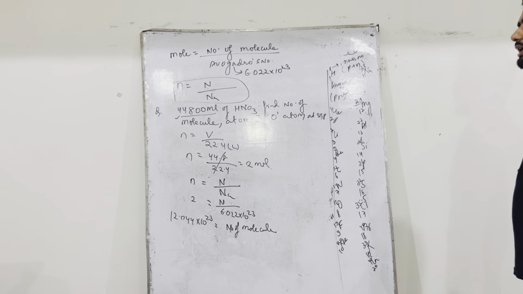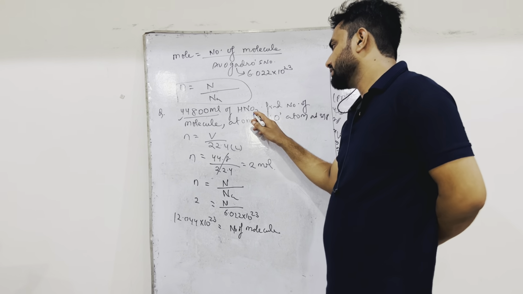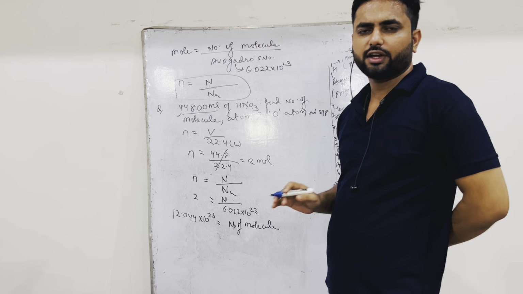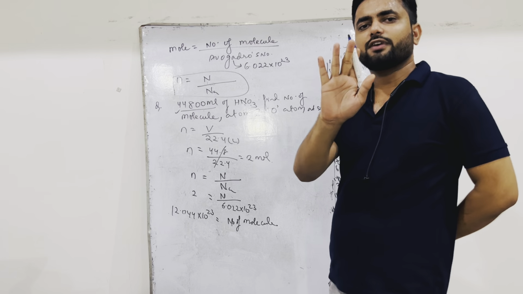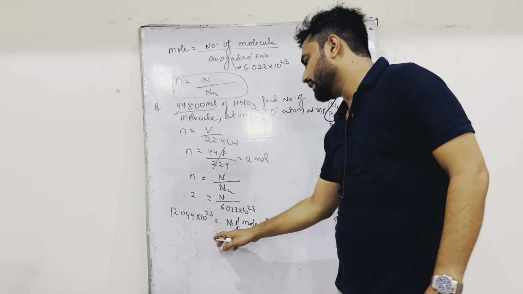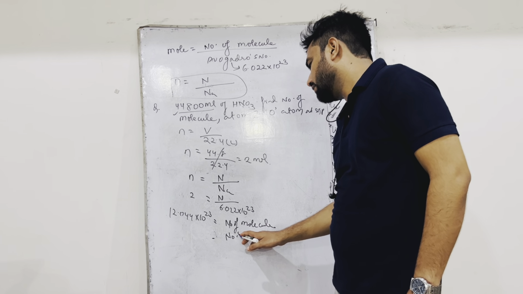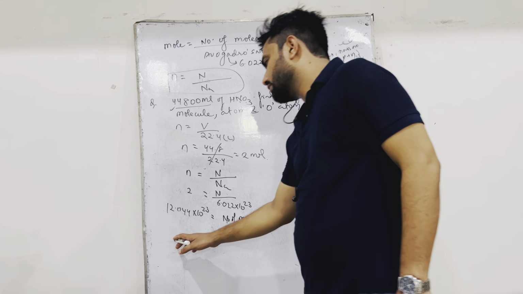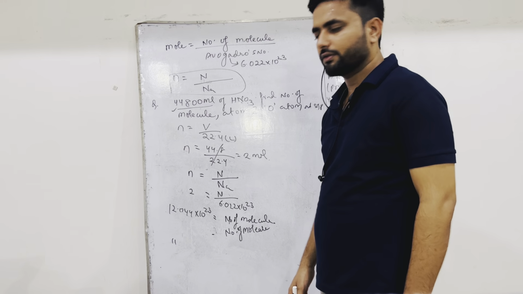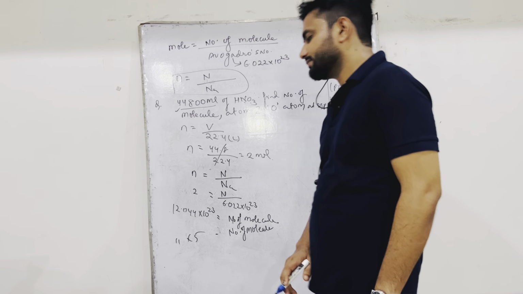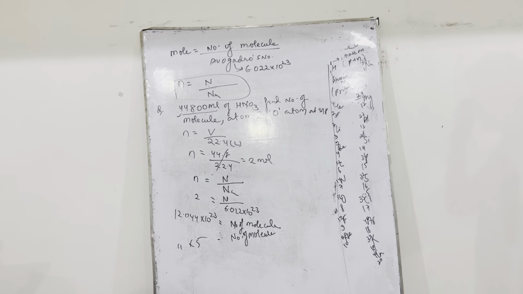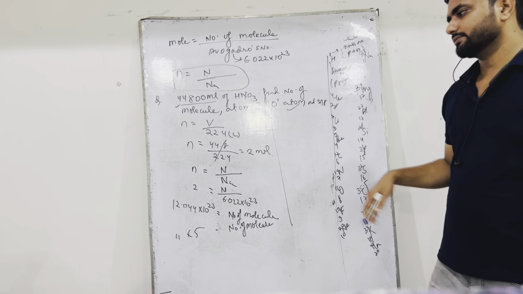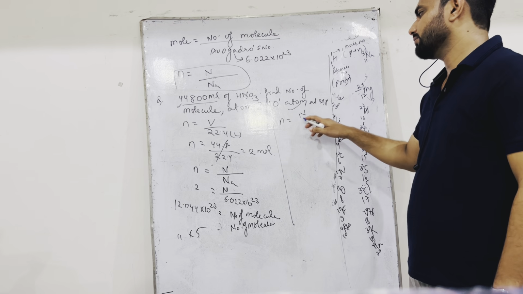Now we have to find the number of atoms. Here we have seen 3 oxygen atoms and 1 nitrogen atom, so 3 plus 1 is 4, and 4 plus 1 is 5, which means in HNO3 there are 5 atoms. So we have to multiply the number of molecules, 12.044 into 10 to the power 23, into 5.